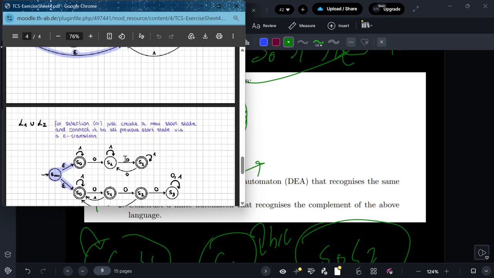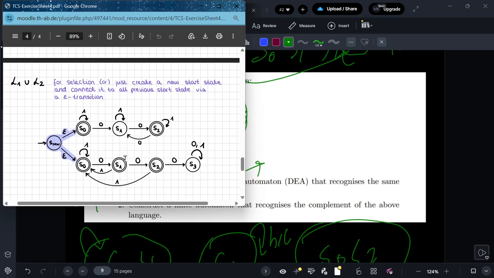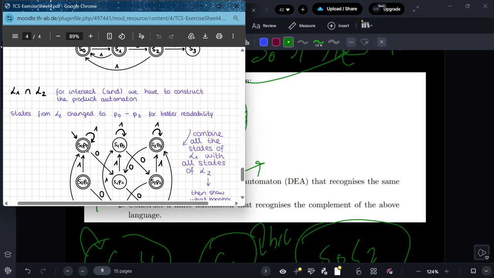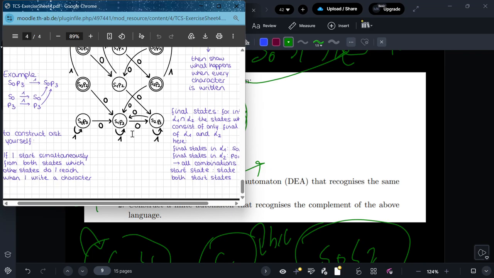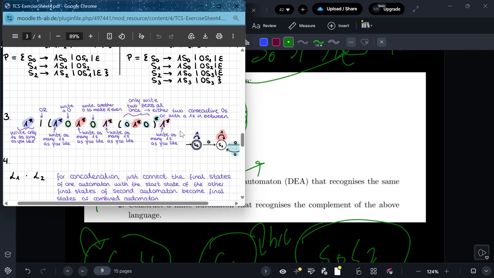Then we have, for selection, or union, just create a new start state and connect it to all previous start states via epsilon transitions. So you make the even one and the one that does not contain 1, and you make epsilon transitions, and that is a union. With intersection, it's an and. You have to construct the product automaton, and we have learned how to do that. And that was it. That was everything.